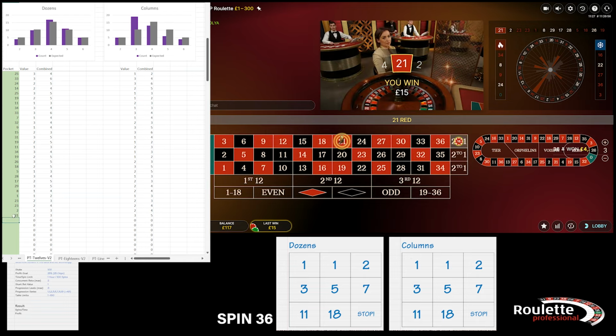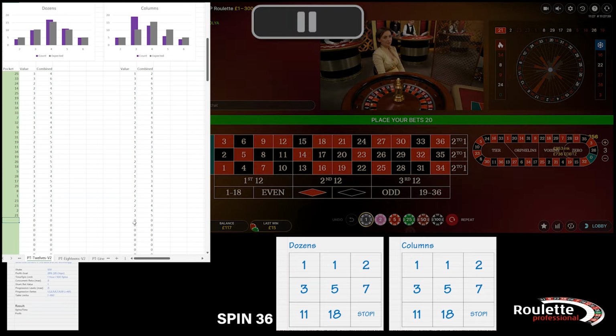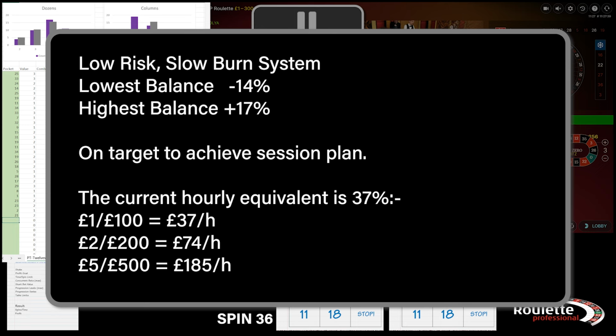One brings us a win, and just in time to say it was still funded with profits. As you can see, this method is nothing exciting, it's just a slow and steady growth system. Our stats have improved, and we are still on target, and of course you can increase your stake and bet size to improve your hourly rate.